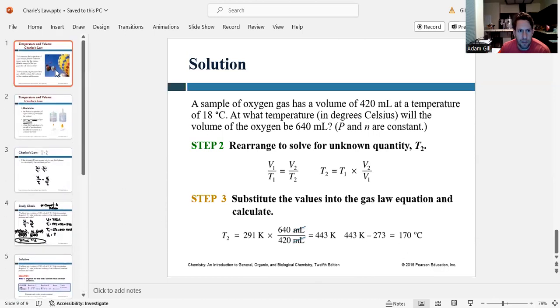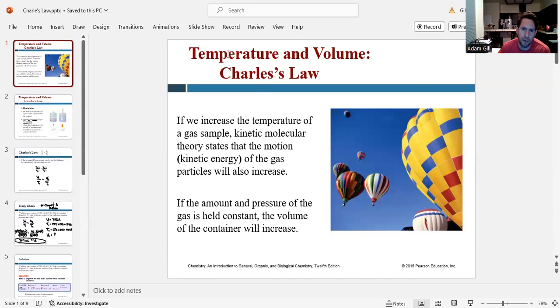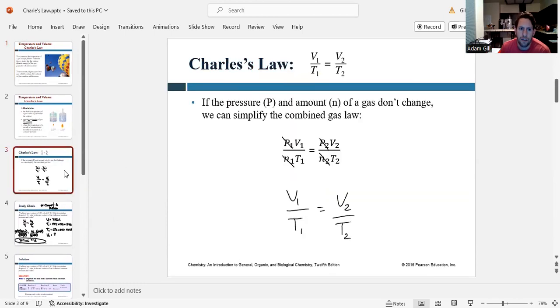So once again, Charles' law is comparing temperature and volume. And from the combined gas law, if pressure and moles don't change, you can simplify the expression, and this is known as Charles' law.